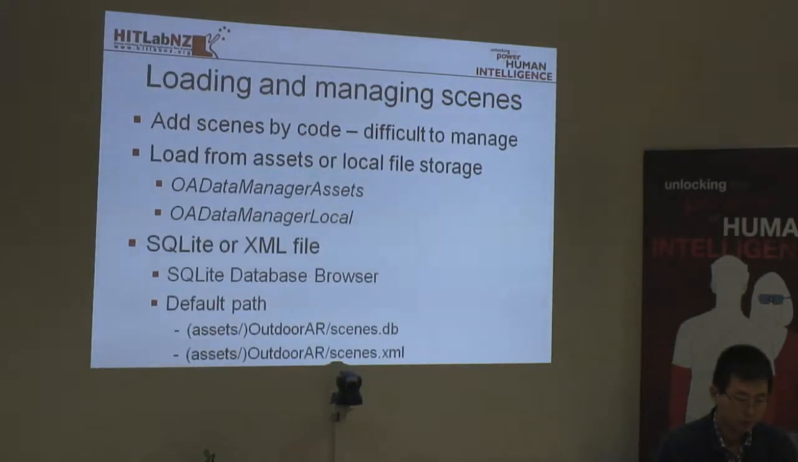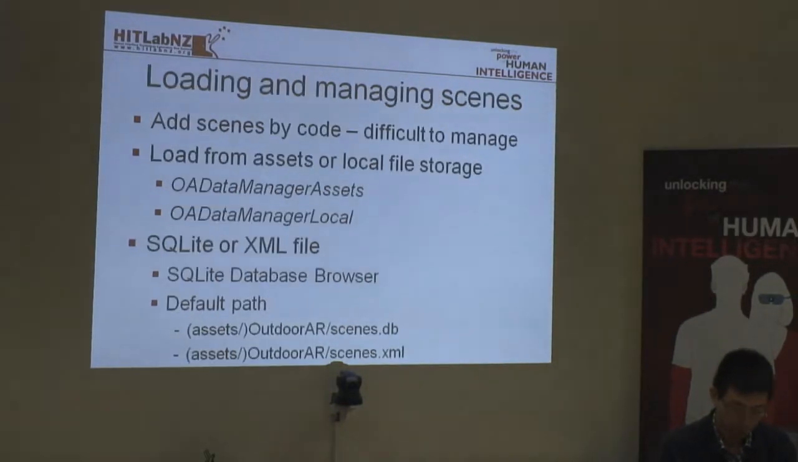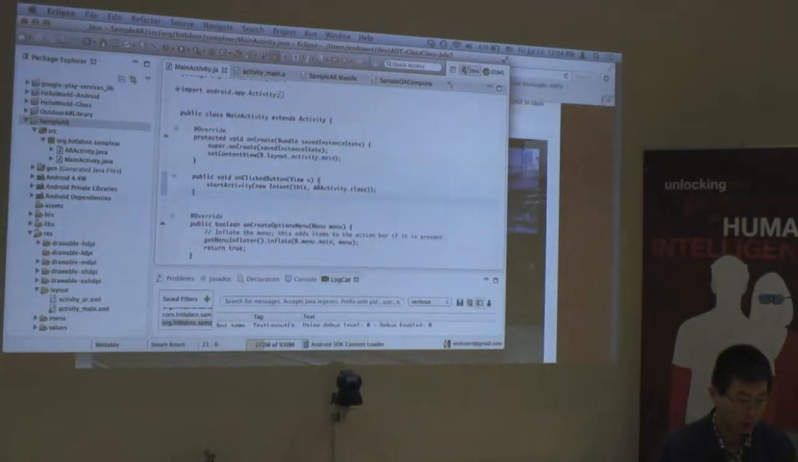So you can load the scenes by code, but it's quite cumbersome if you have to update the code every time. So the library also supports a couple of methods, such as a SQLite database or an XML file, where you can define the scenes. Those are there, but for today we'll just use code because that's the simplest way to do it. Let me show you how to actually add the 3D models.